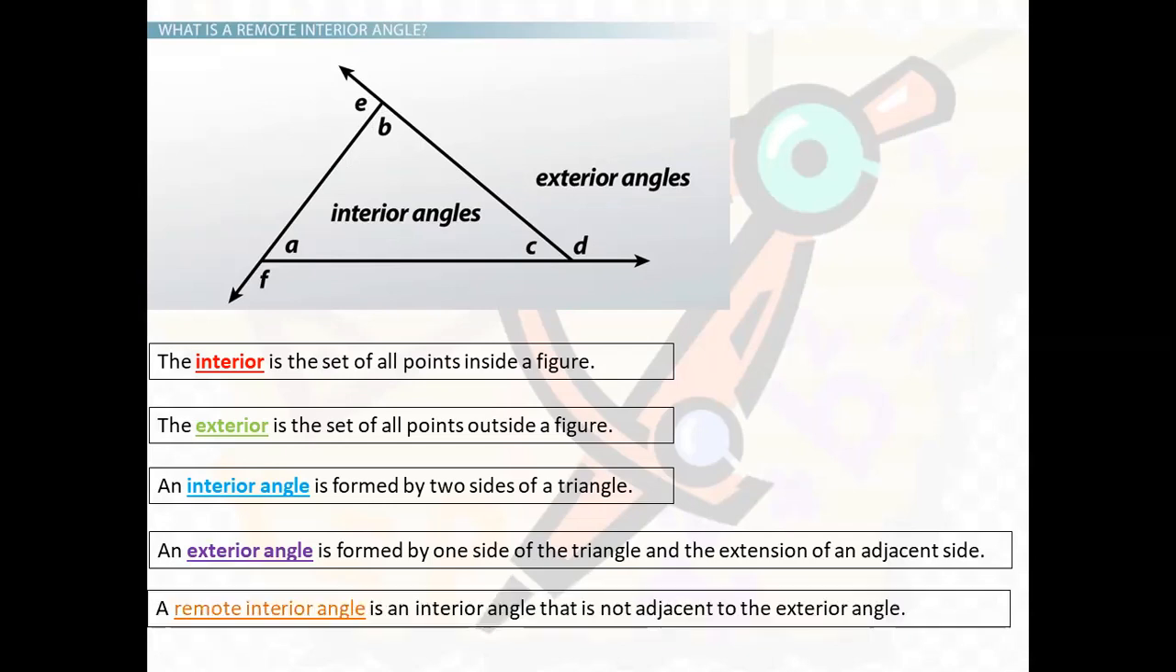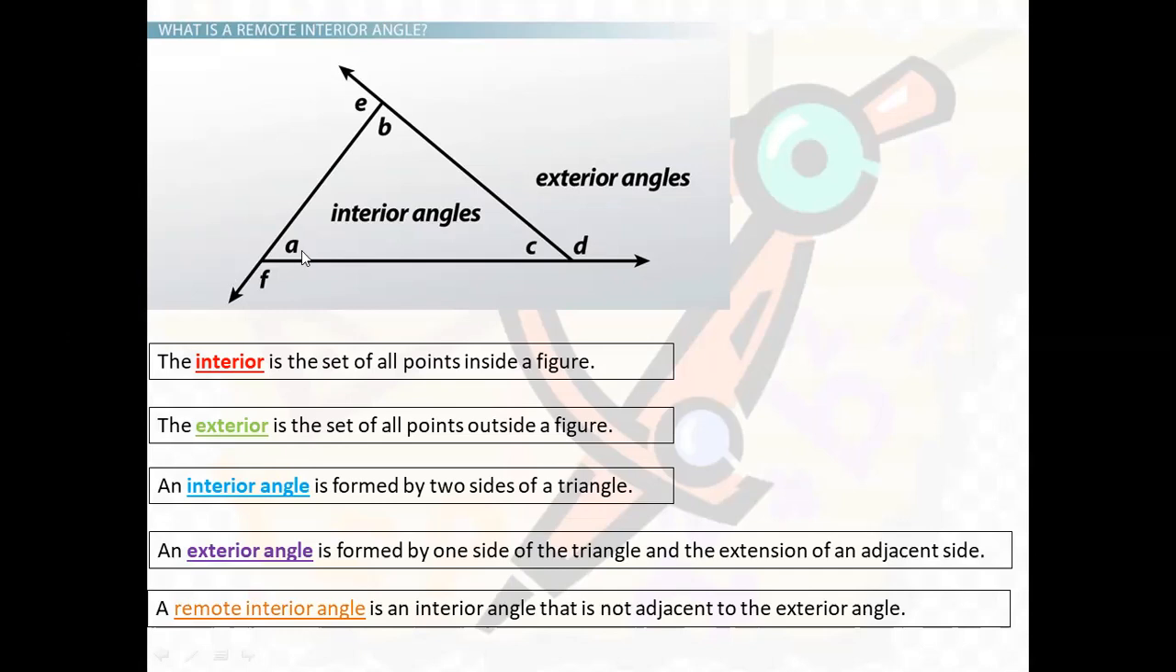Now coming to the main part, the remote interior angles. They are the interior angles that are not adjacent to the exterior angle. Adjacent means together. Which angles are adjacent to angle D? Angle B and angle A. Which angles are not adjacent to E? A and C, which are far away. That's why we use the word remote. Remote means far away from that particular angle.